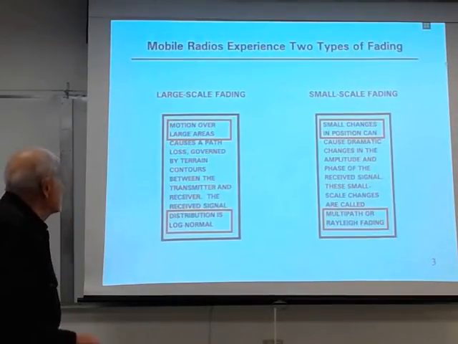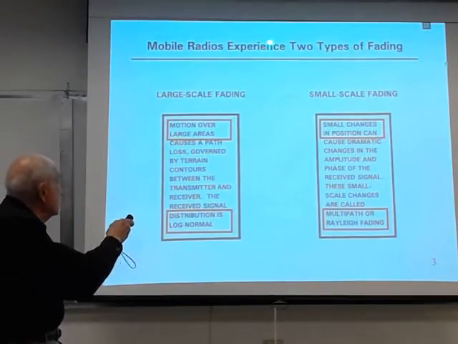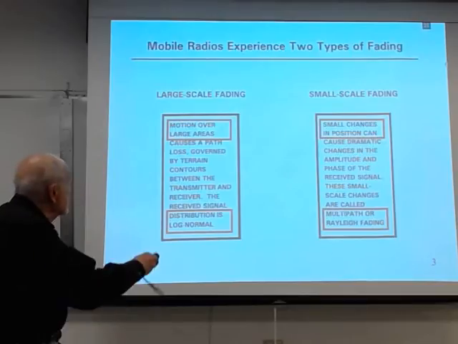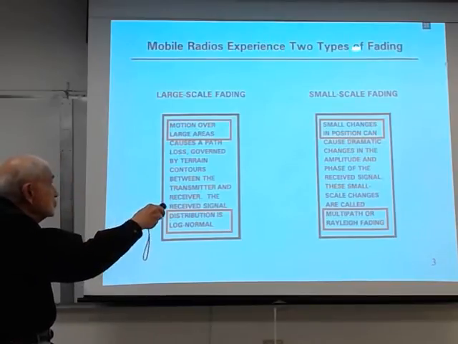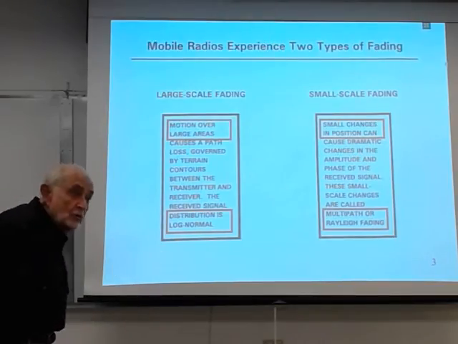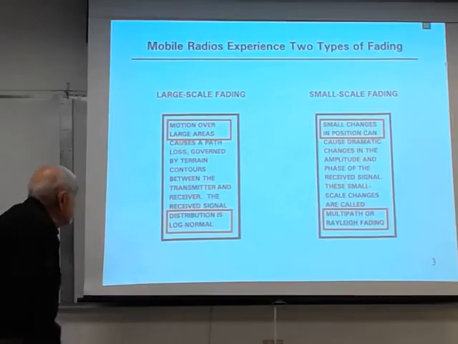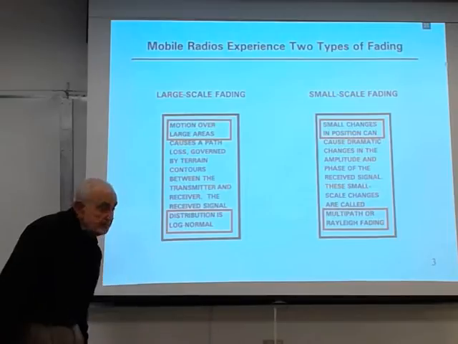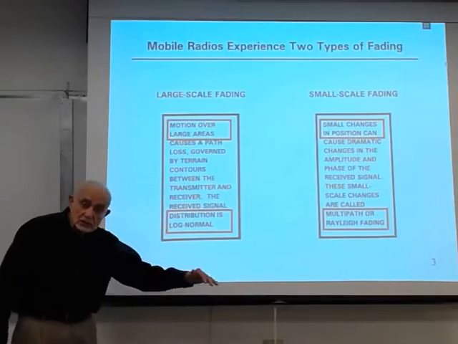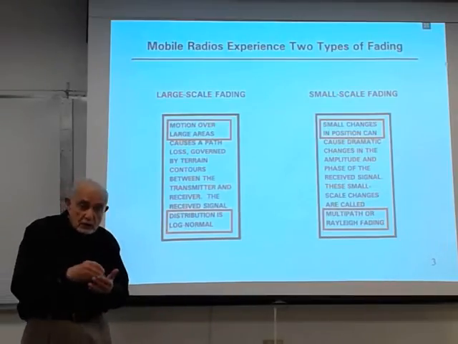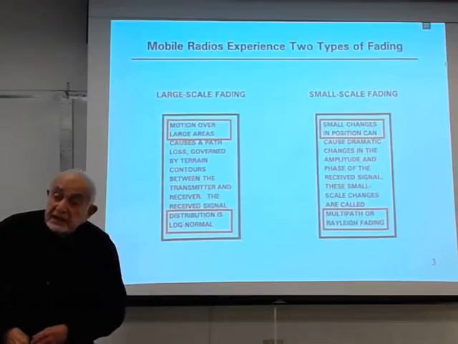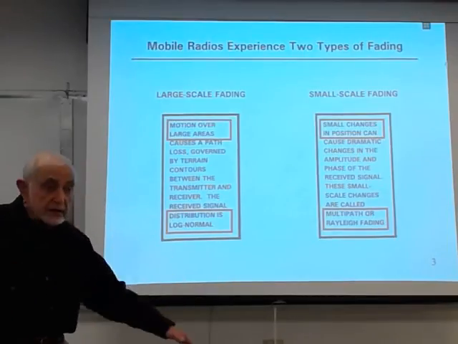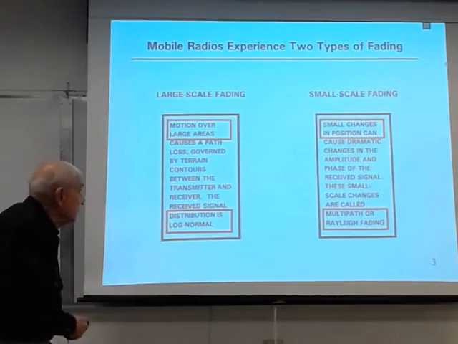So when you take a look at mobile radios, they experience two types of fading. The large-scale fading is just talking about motion over large areas. The distribution is log normal. That means if you collect the power received in decibels, you'll have a Gaussian distribution. That's what log normal means.